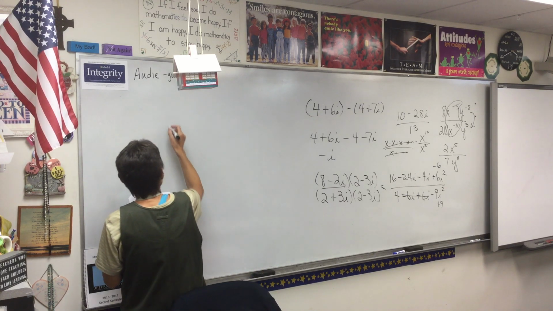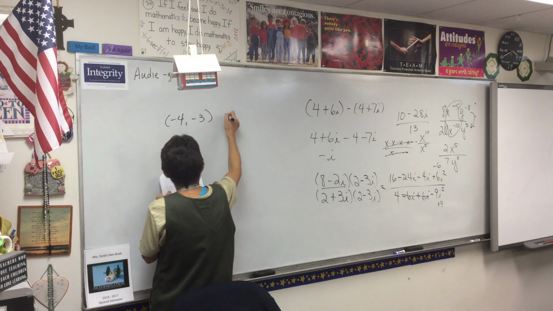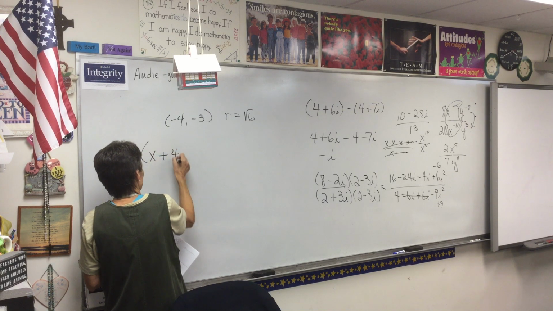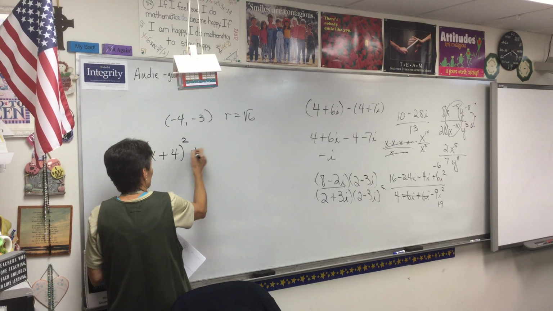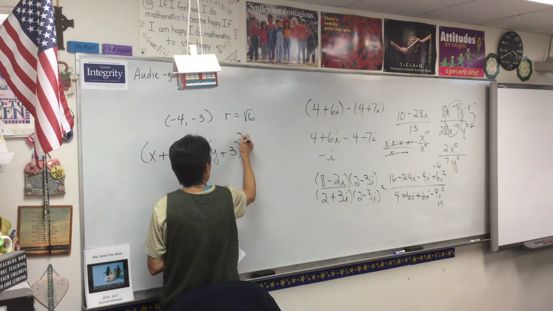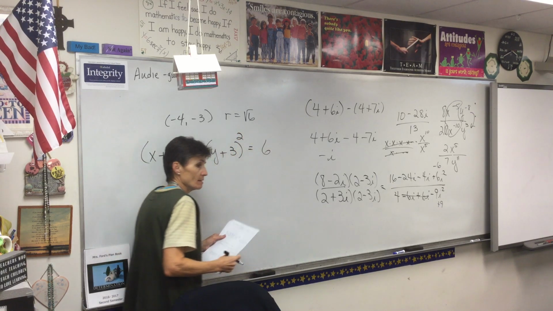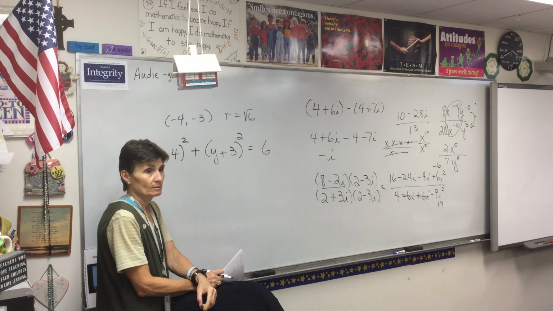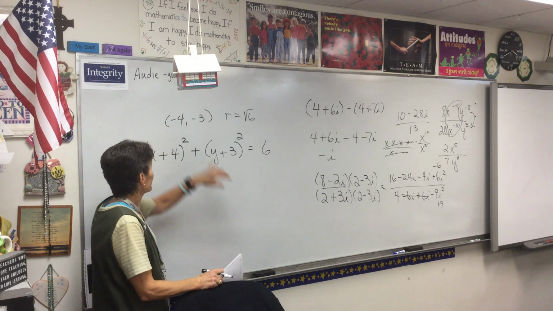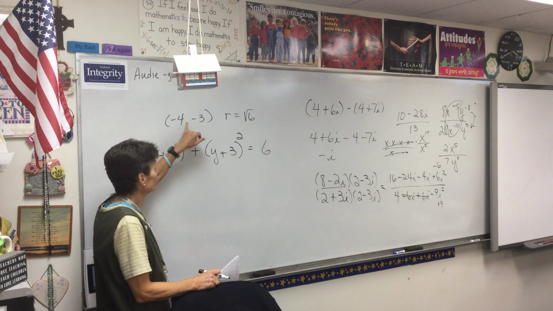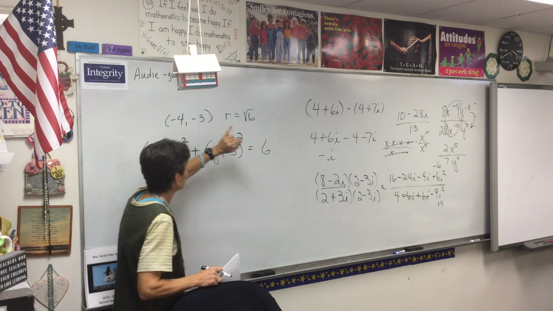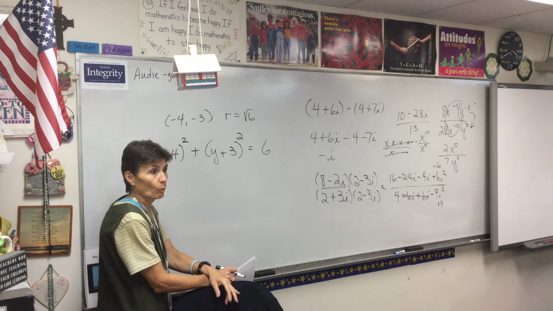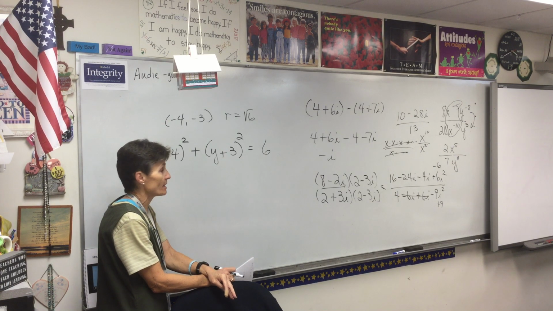Equation of the circle centered at -4, -3 with a radius of root 6. Let's not miss this one. x plus 4 squared plus y plus 3 squared equals 6, because when you square r, you get 6, root 6 times root 6. So it's x minus this number squared plus y minus this number squared equals that number squared. There's no work to show. There's nothing to do except to write the answer.